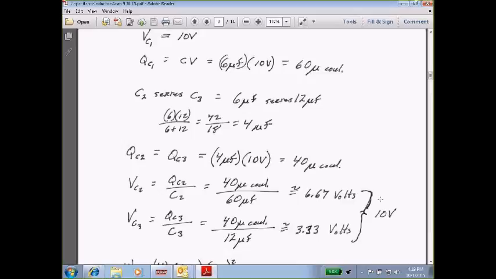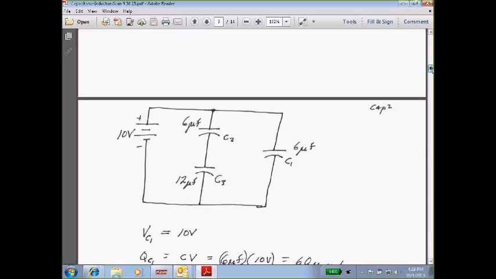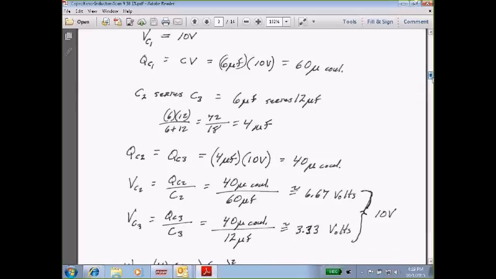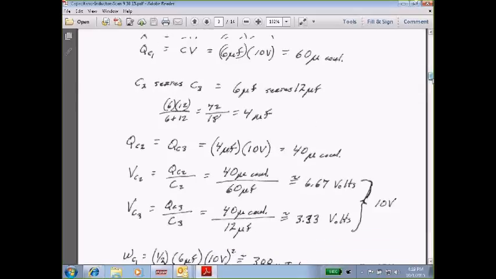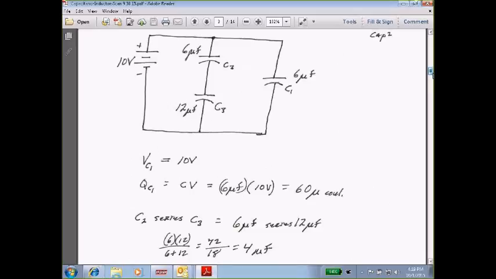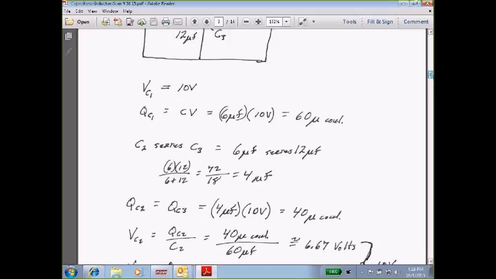Now, those two together should be equivalent to 10 volts. Okay, so we got 10 volts from here to here, and we would have that 10 volts divided. C2 is 6 2/3, and C3 is 3 1/3.